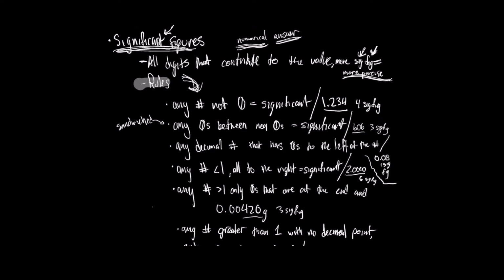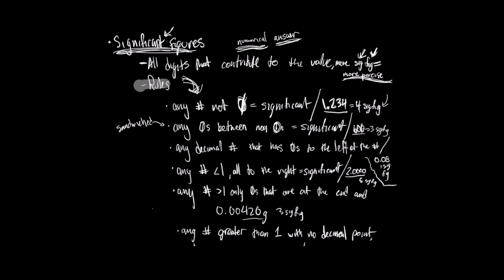Okay. So, any number that's not zero is significant. So, we could say 1.234, that would be equal to 4 significant figures, Sig Figs. Whereas any zeros between non-zeros are also significant. So 606 is equal to 3 significant figures. So I hope that makes sense so far. Okay, 606. Alright, so those are the 2 rules we've got so far.